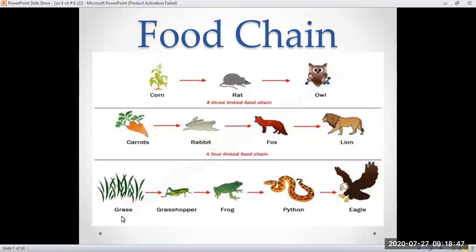The last food chain starts with grass. Grass was eaten by the grasshopper, the grasshopper was eaten by the frog, and the frog was eaten by pythons or snakes or alligators, we can say. Then the snake was eaten by the eagle. So this is also a food chain which is linked together.